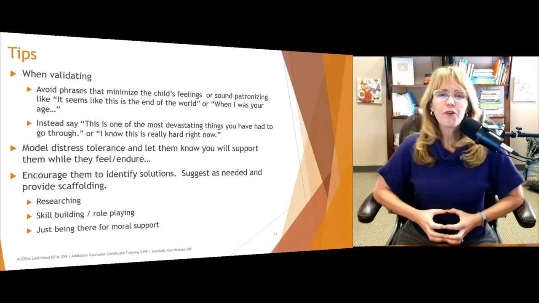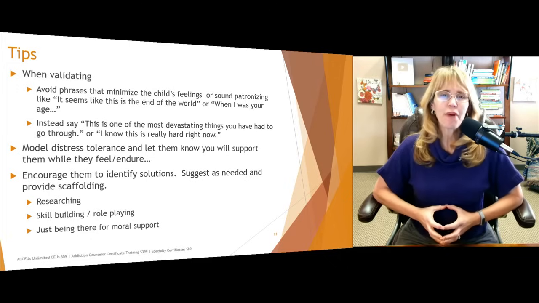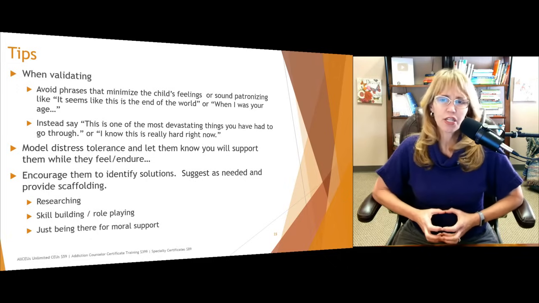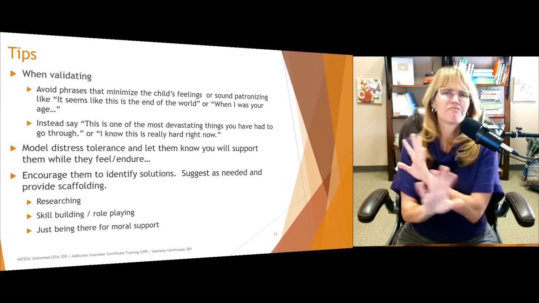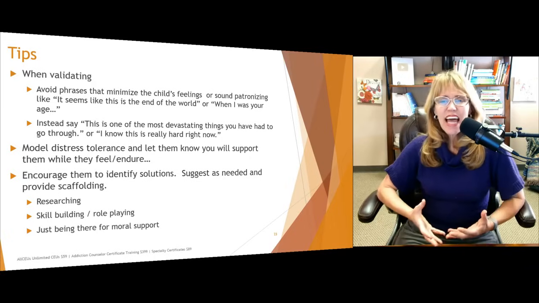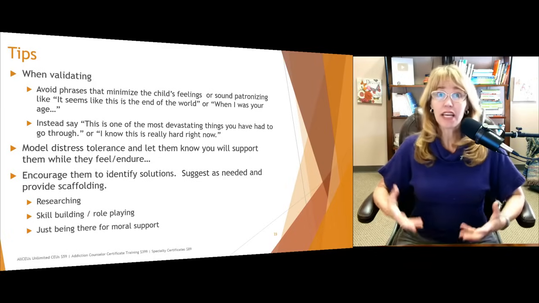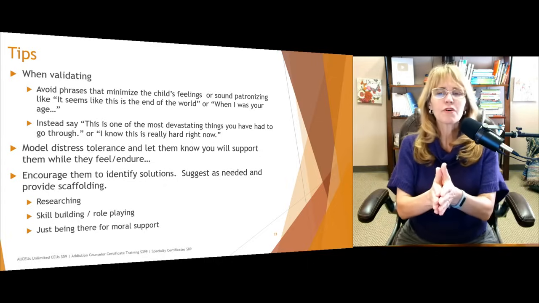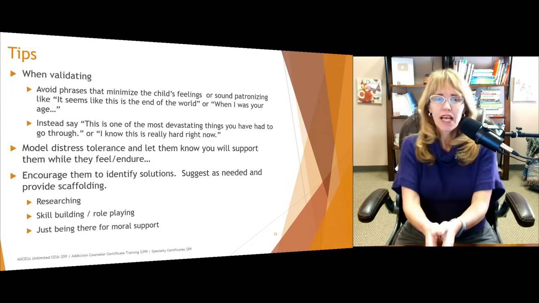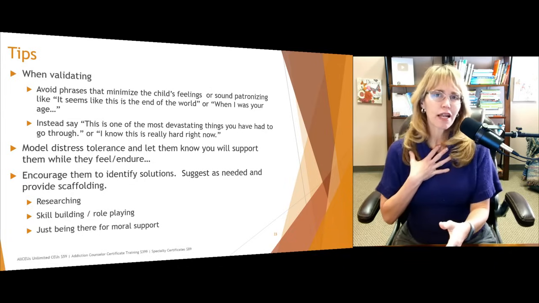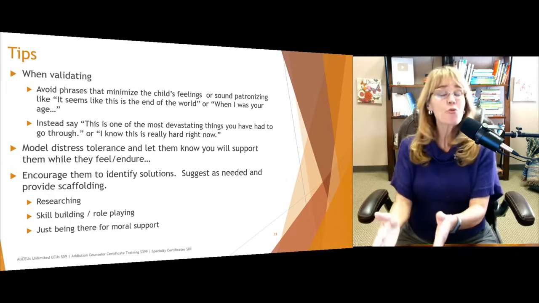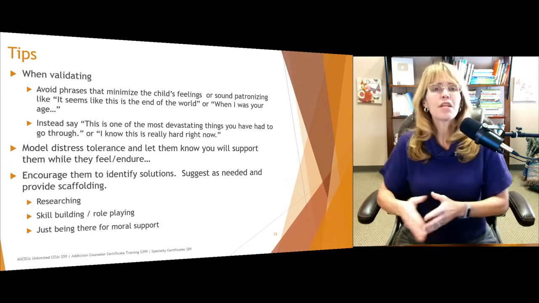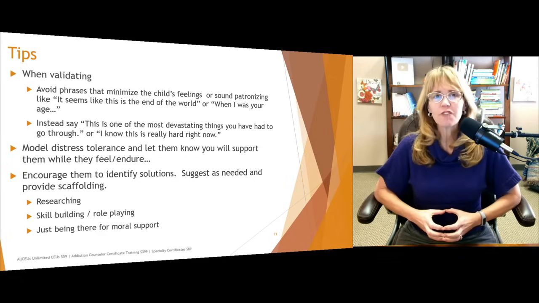When validating, avoid phrases that minimize the child's feelings or sound patronizing, like, I know it seems like the end of the world, or when I was your age, I went through the same thing. Trust me, you'll get past it. Instead, say things like you'd say to maybe another adult. This is one of the most devastating things you've had to go through. And, you know, yes, as an adult, I can look at it and go, there are much worse things, but they haven't experienced that yet. Or, I know this is really hard right now. You're not minimizing, you're acknowledging how hard it is for them in their reality with their experiences at this point in time.